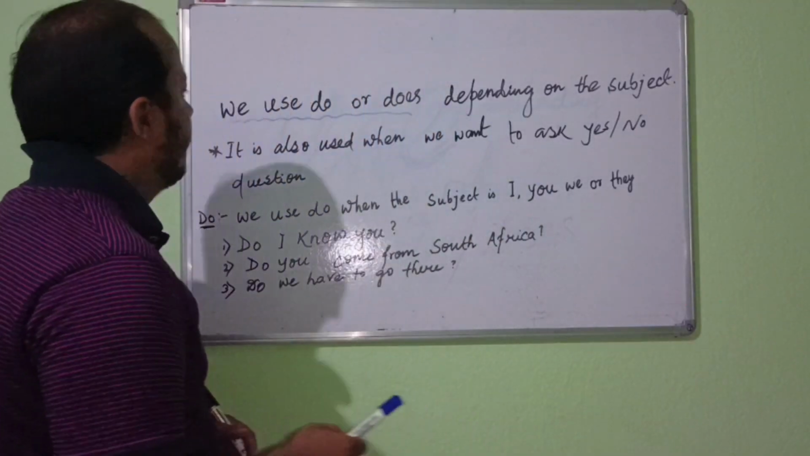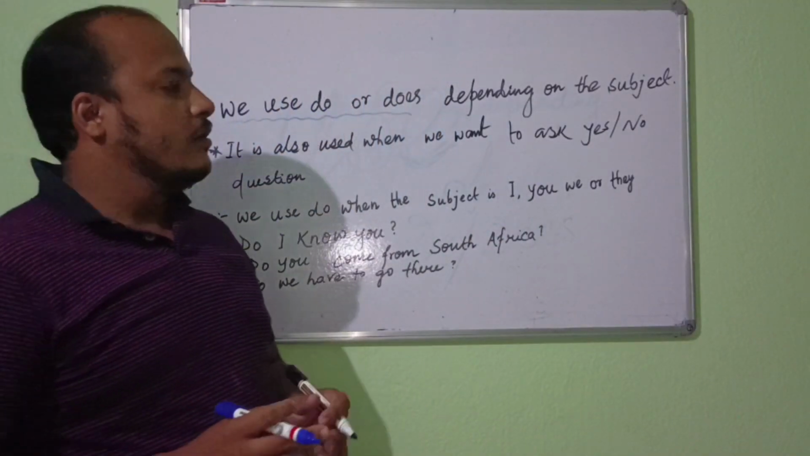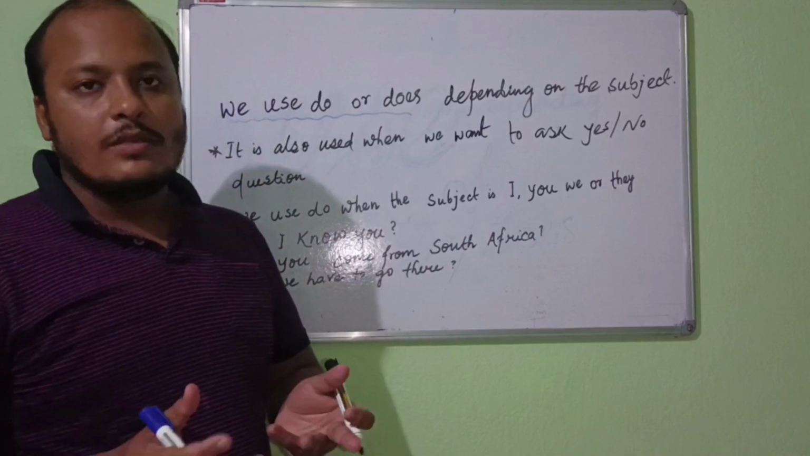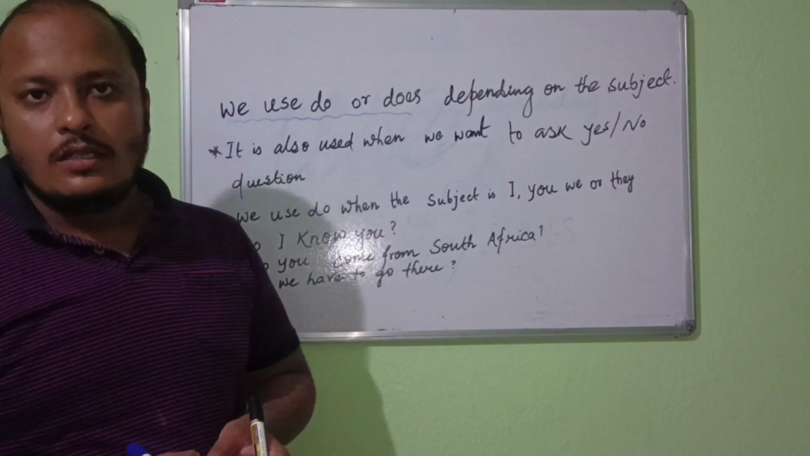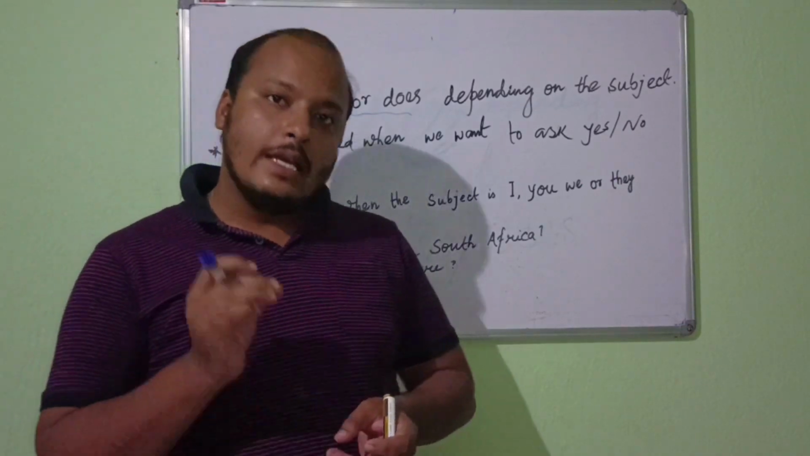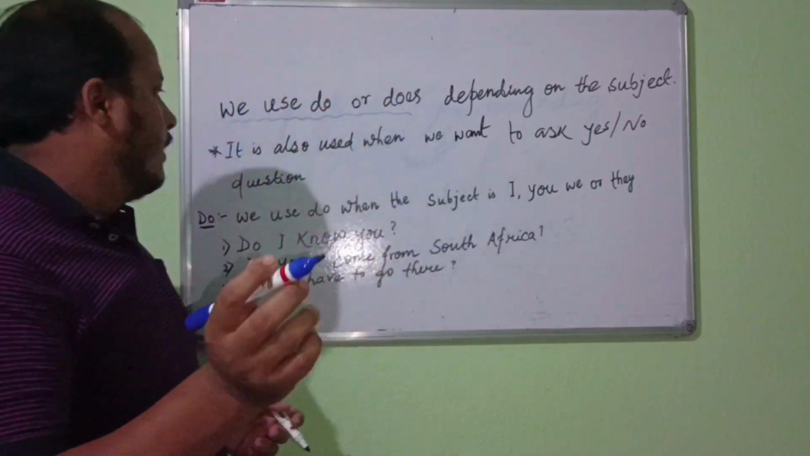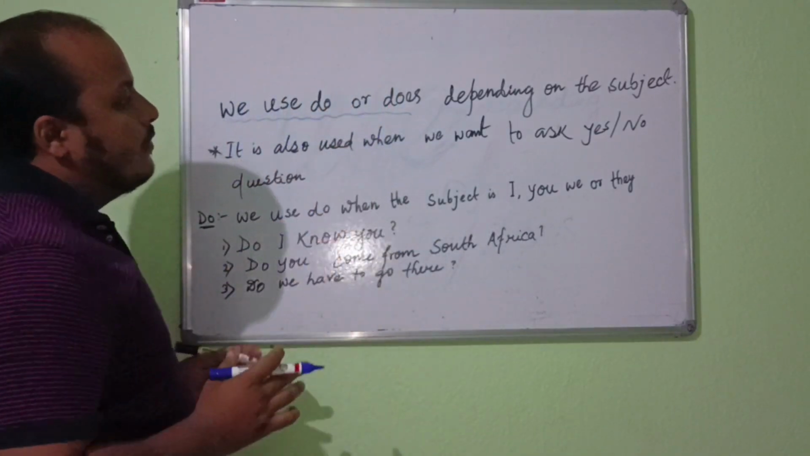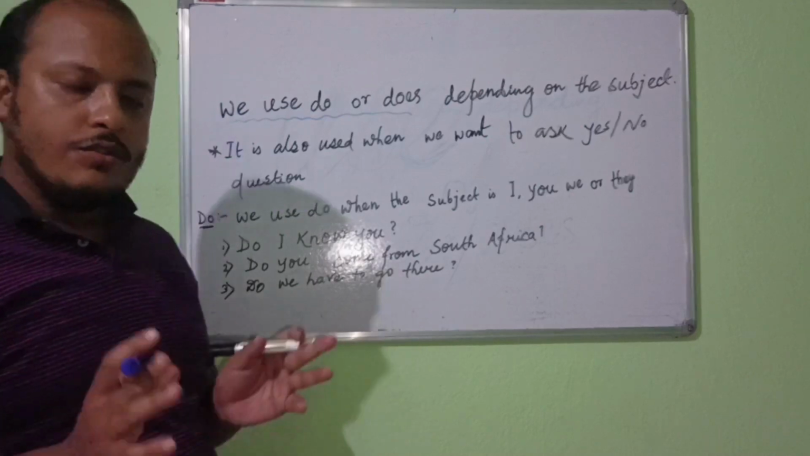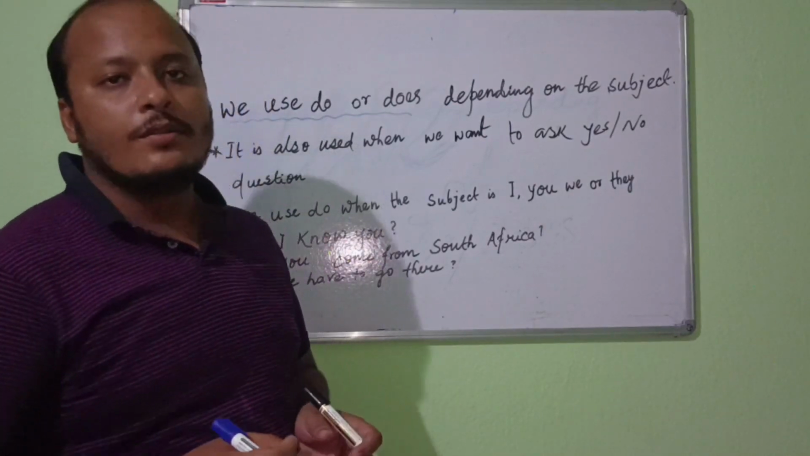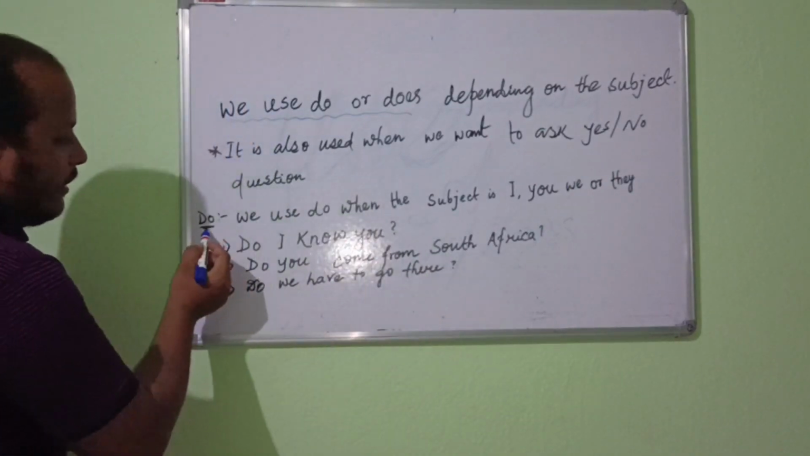So you can see here, we use do or does depending on the subject. That means if the subject is in third person singular number, that time we have to use s or es with the main verb. It is also used when we want to ask yes or no questions. So first of all, we are going to describe the use of do. Here you can see do.